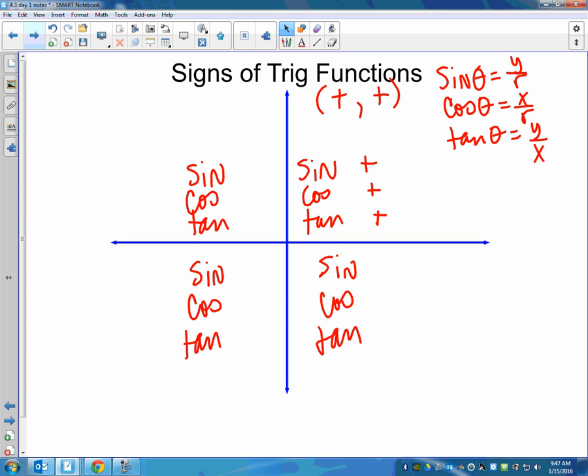What about in quadrant 2? In quadrant 2, if I talk about my ordered pair, what would you say? Is the x coordinate in quadrant 2 positive or negative? It's negative because I'm over here, right? And up here on the y-axis, I'm still positive. So based on that, is sine going to be positive or negative? The sine is y, and y is still positive, so sine is positive. What about cosine?